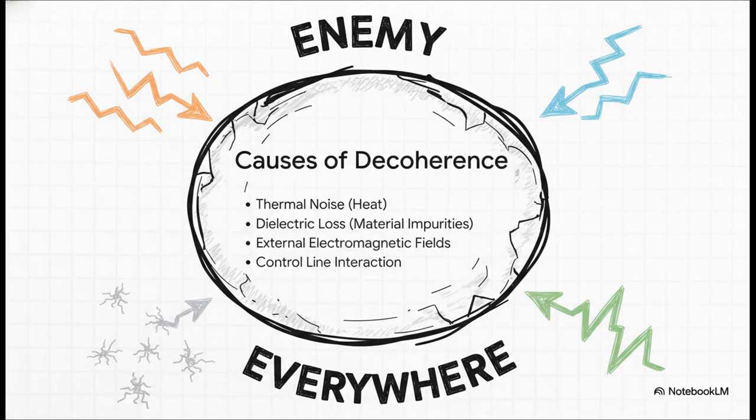And the problem is, this enemy is everywhere. Decoherence is caused by almost anything. A little bit of heat, tiny impurities in the materials, stray electromagnetic fields, even the wires you use to control the qubit can betray it. Seriously, beating decoherence is the single biggest challenge in building a quantum computer that can actually do something useful.